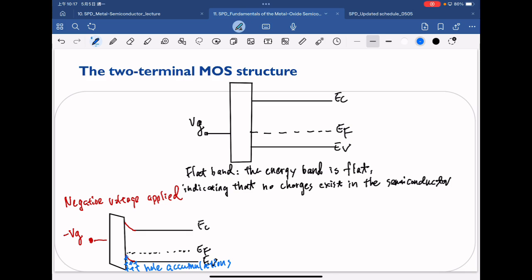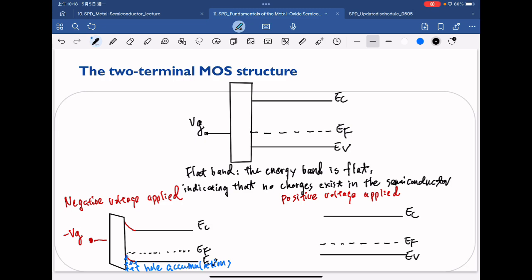So now everything is very consistent. No matter whether we use a band diagram or not, everything can be explained. But with the band diagram, that will be useful because later we can use this band diagram to do more analysis. And again, another case we are interested in is when we apply a positive voltage. So similarly, we have EC, EV, and EF.